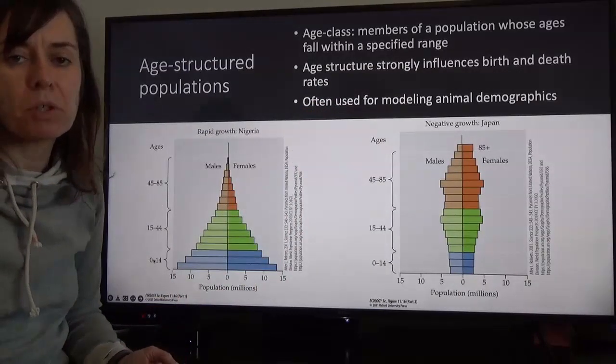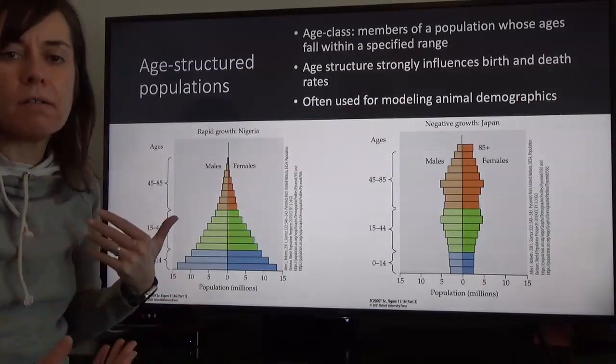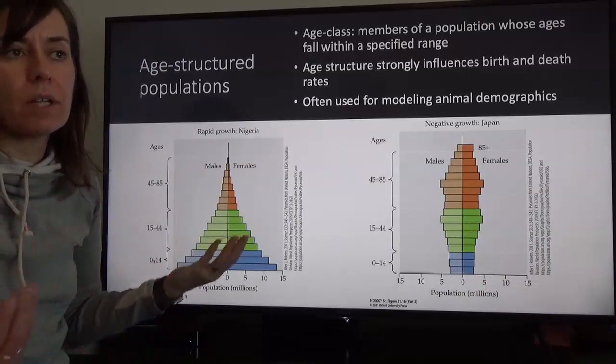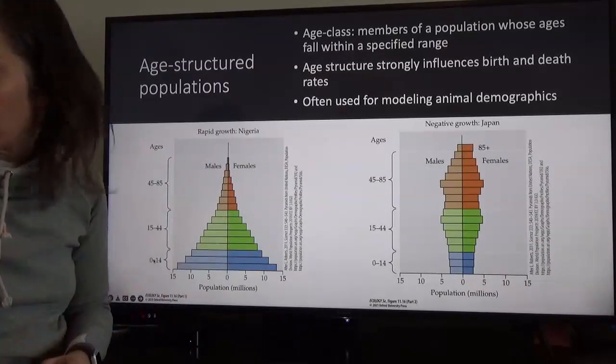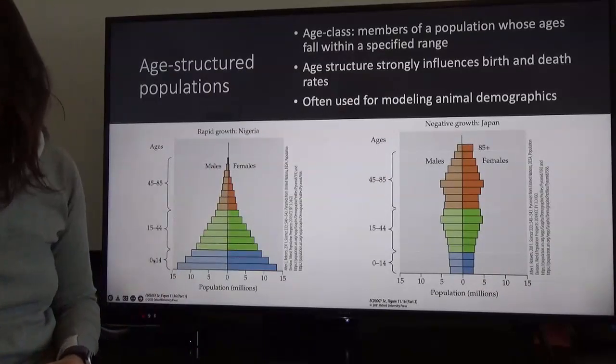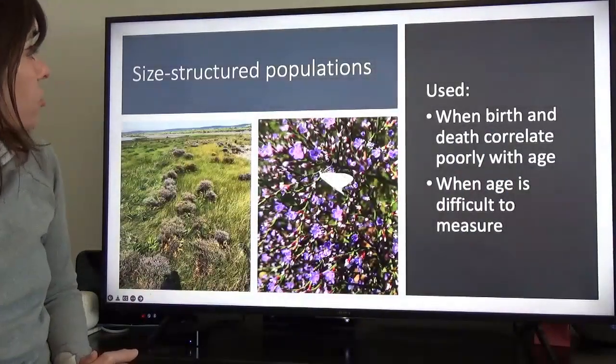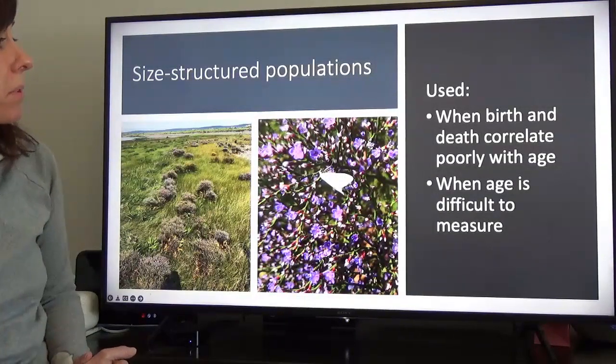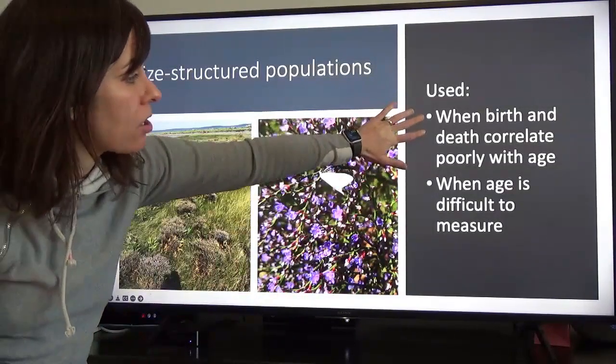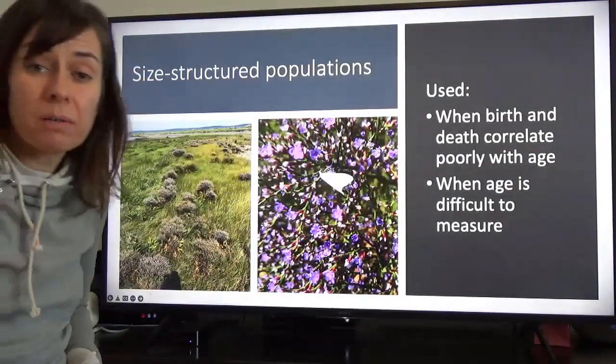Ages tend to be much more closely reflective of different stages of relevance in animal populations compared to plant populations. And I'm going to give you an example of a size structured or stage structured population. These are used when birth and death correlate poorly with age.